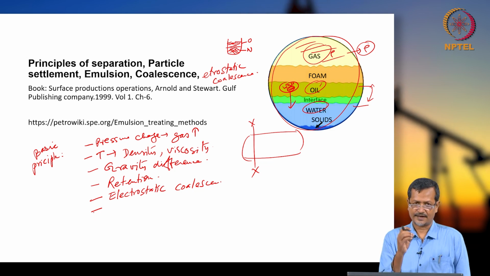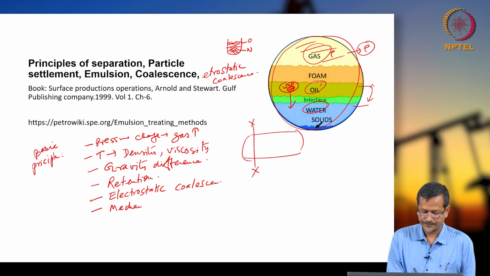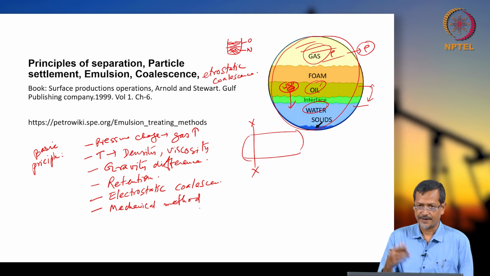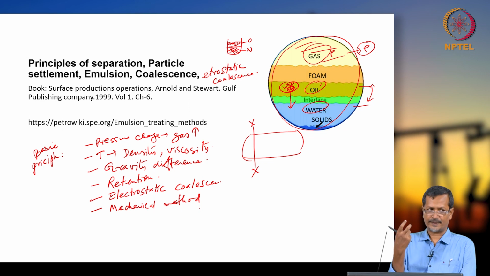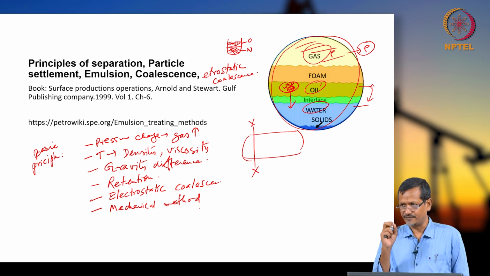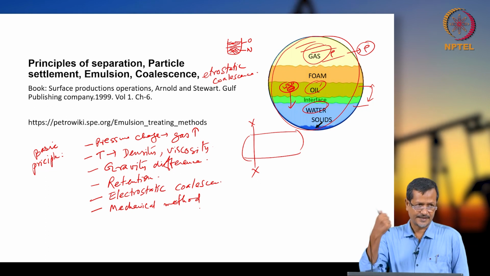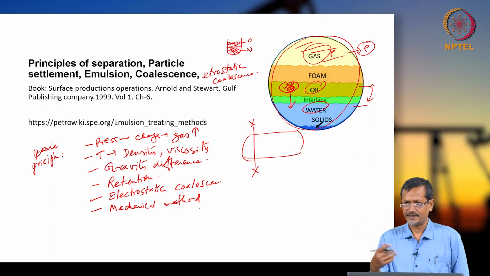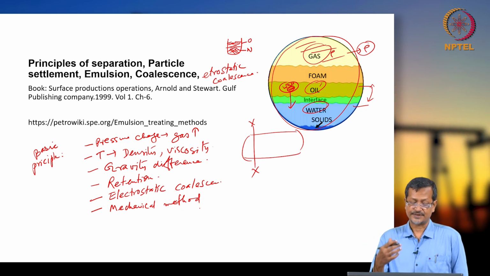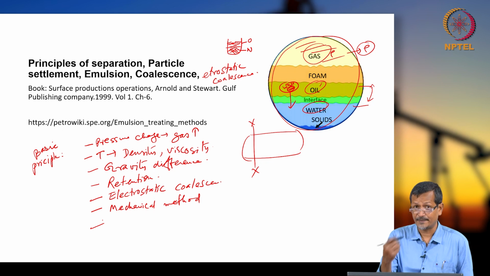So using a mechanical method, you can create particle collision, then particles will collide and make bigger particles, which will separate quicker. Smaller particle separation will be difficult. If you have bigger particles, oil particles in water or water particles in oil, it is very easy to separate. So using a mechanical method you can create bigger particles and separate, or you can use the electrostatic coalescence method, which we will discuss. Using that also you can create bigger particles and separate, or you can use some chemical also.